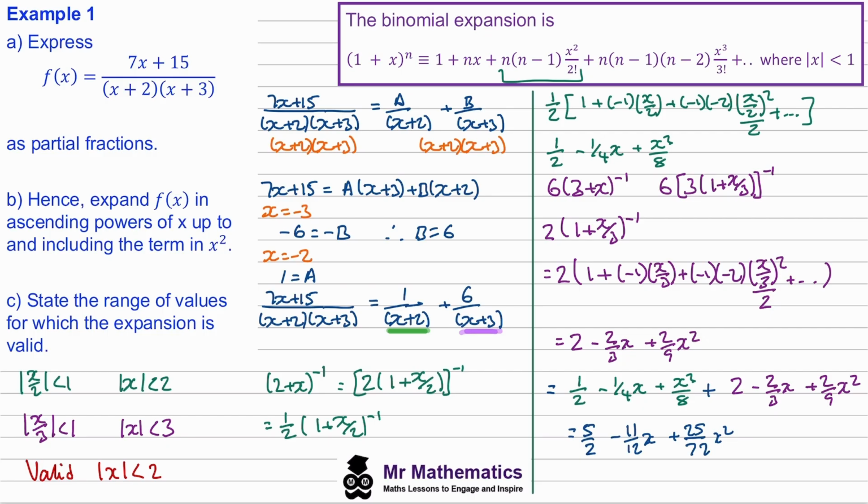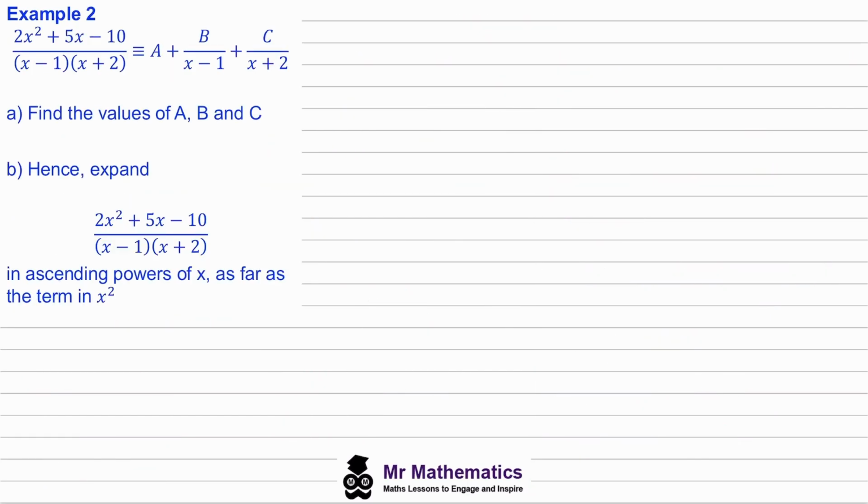And in example 2, we're going to look at the binomial expansion with partial fractions for a mixed number. So for example 2, we've been given this mixed number. We know it's a mixed number because the highest power in our numerator is equal to the highest power in our denominator. So we'll have a constant term, and then we'll have the two partial fractions. So the way we find a, b, and c is the same. We multiply both sides by the x minus 1 and the x plus 2.